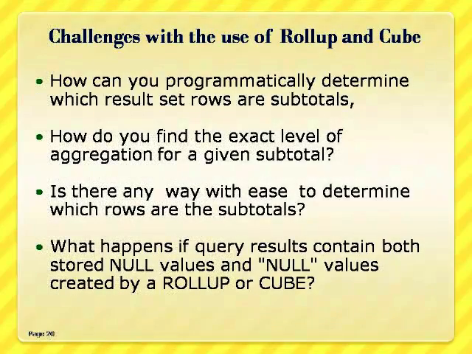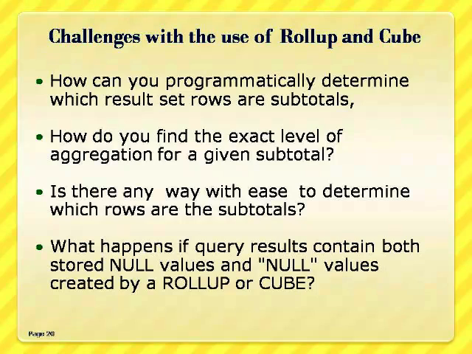What are the challenges with the use of rollup and cube? The different kinds of challenges are depicted on this slide. The first one is, how can you programmatically determine which result set rows are subtotals? How do you find the exact level of aggregation for a given subtotal? Is there any way to determine which rows are the subtotals? What happens if query results contain both stored null values and null values created by rollup or cube functions?